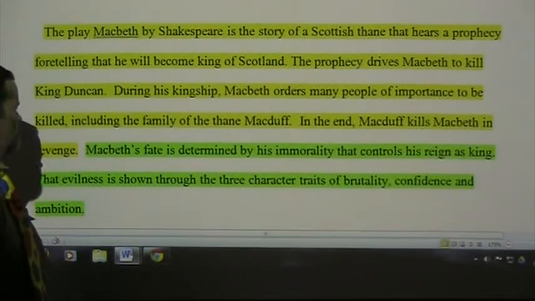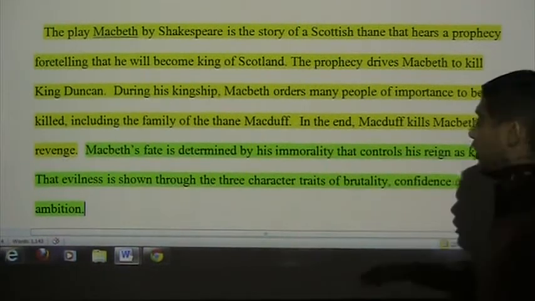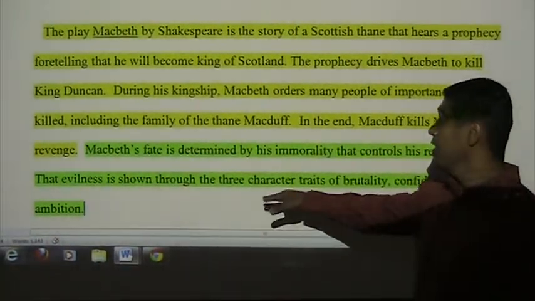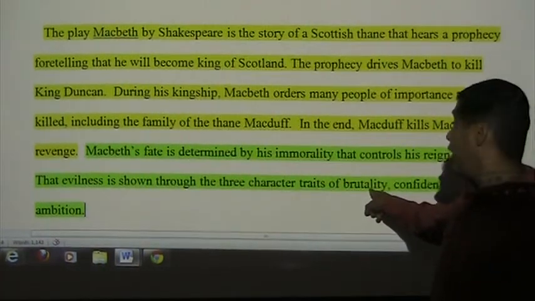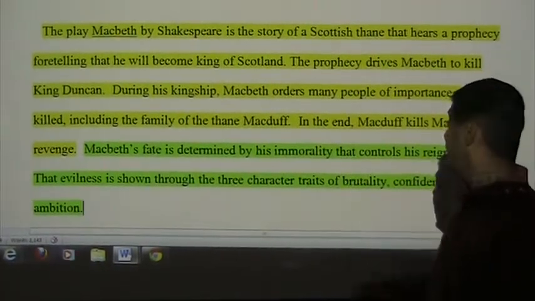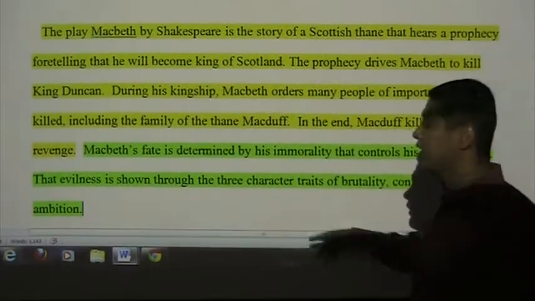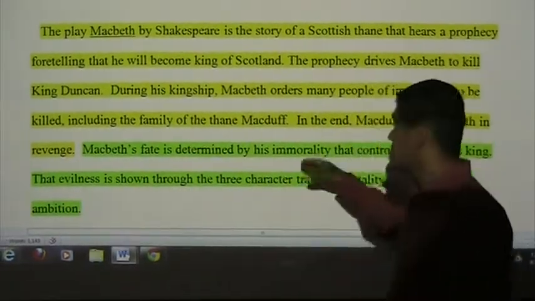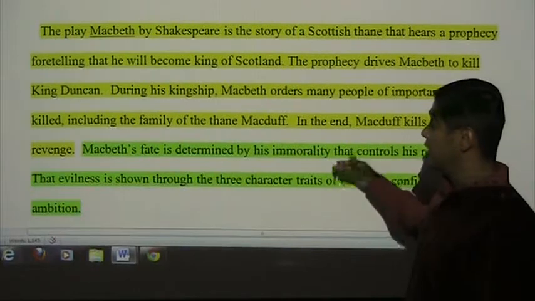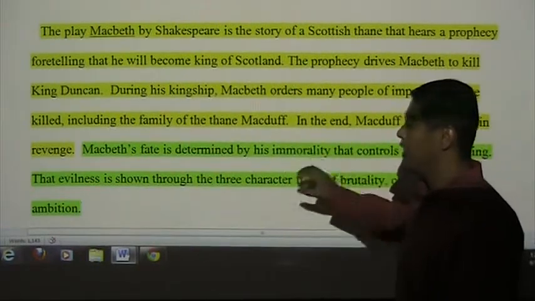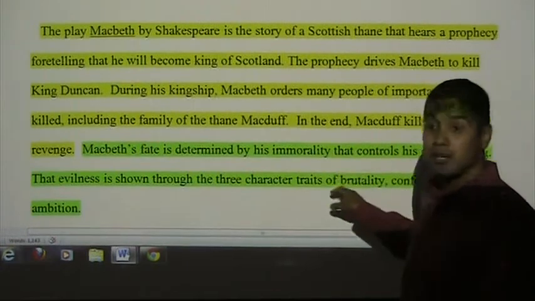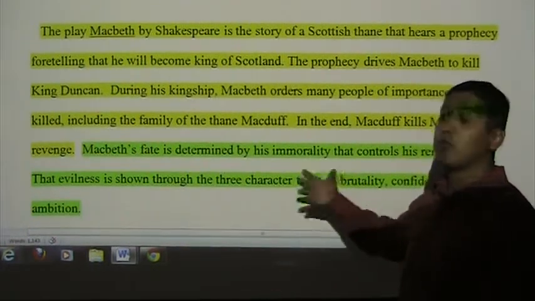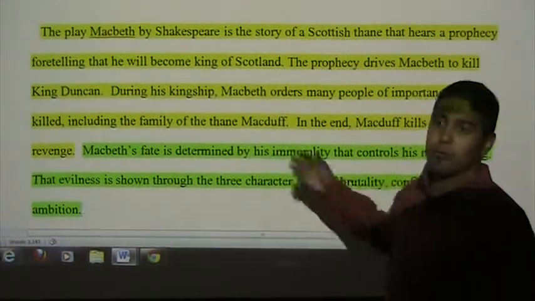How are they going to do that is the second part of this thesis statement. That evilness is shown through the three character traits. First body paragraph, I would assume, is going to detail brutality. The second, confidence, and the third, ambition. So this is a pretty structured thesis statement in which there's this initial claim or position, followed by the key components or aspects or ways that the writer is going to try to prove what they believe to be true.